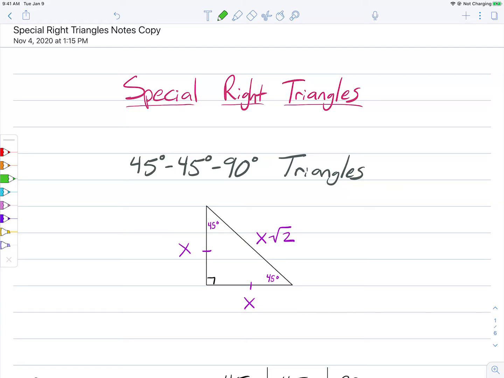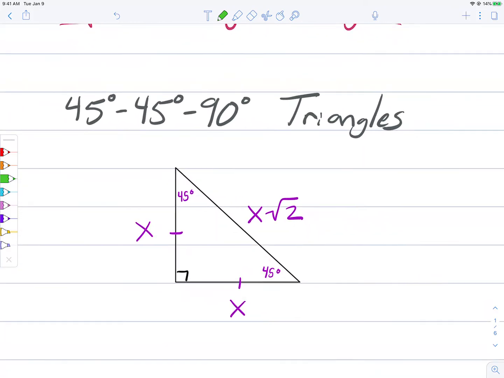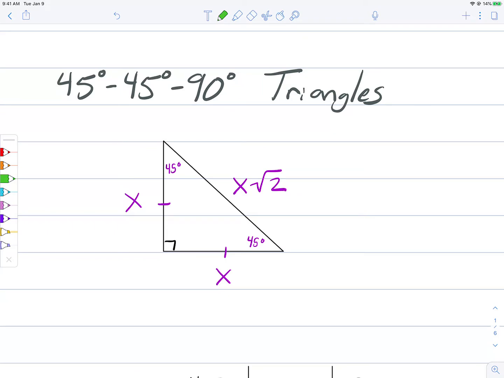Special right triangles. While trigonometry, sine, cosine, and tangent can be used on these special right triangles, we can also come up with much more specific answers. Both of these triangles are going to include square roots, so instead of having a decimal equivalent, we can write it as a square root. The very first type of triangle is a 45, 45, 90 degree triangle.